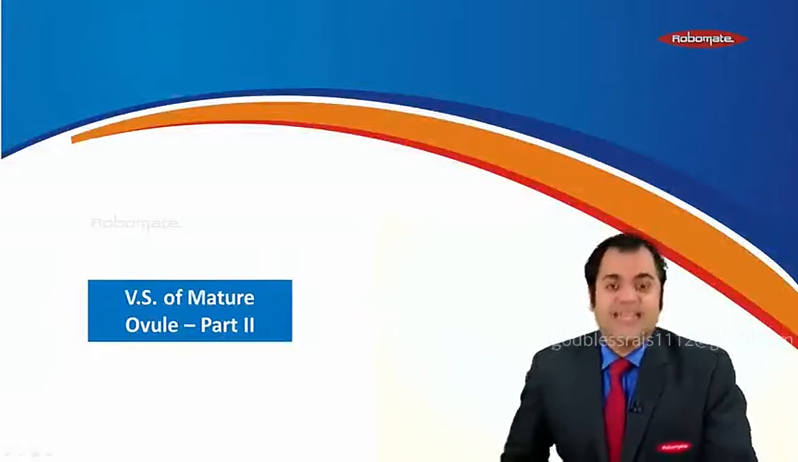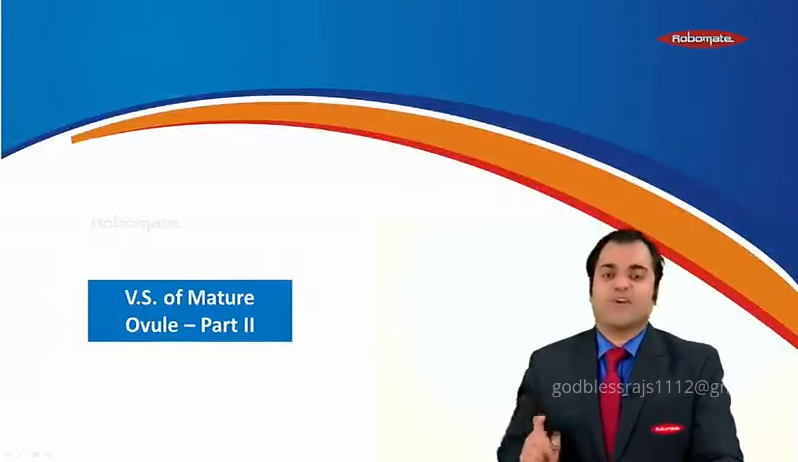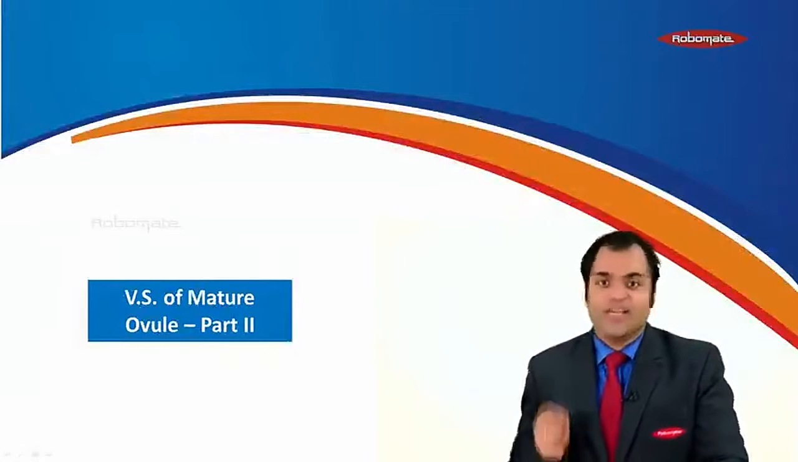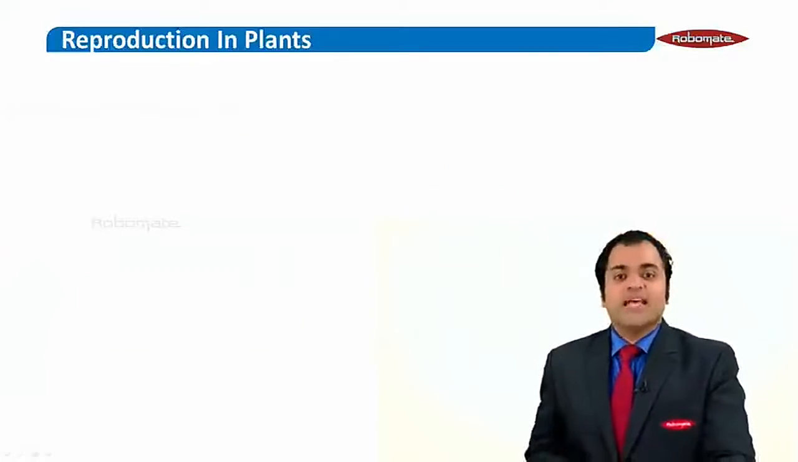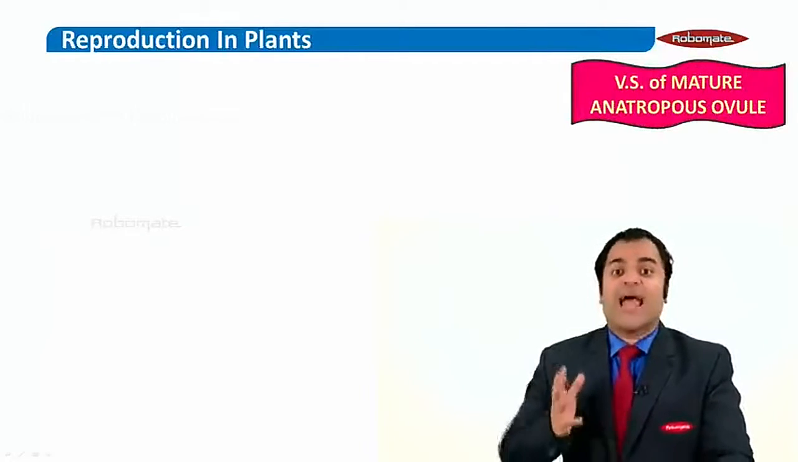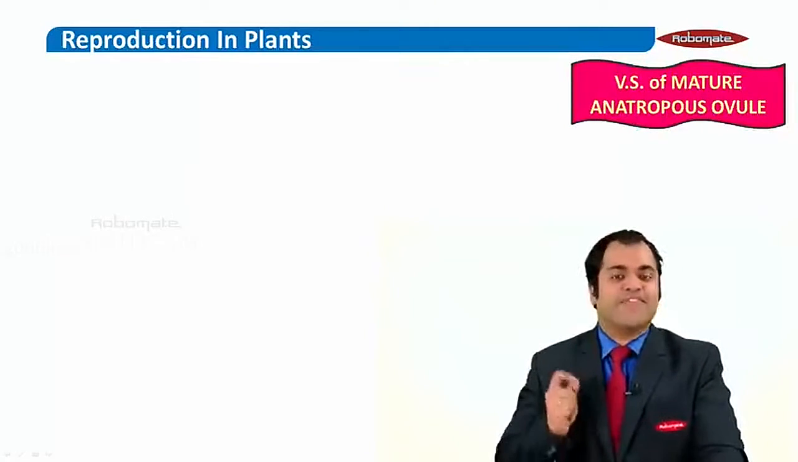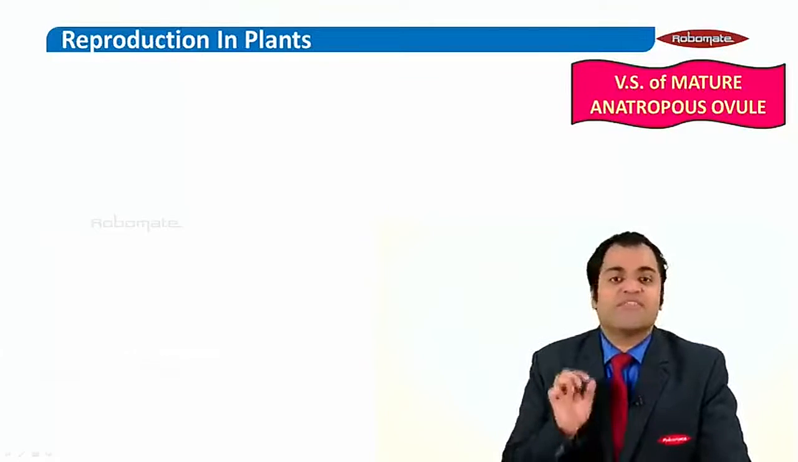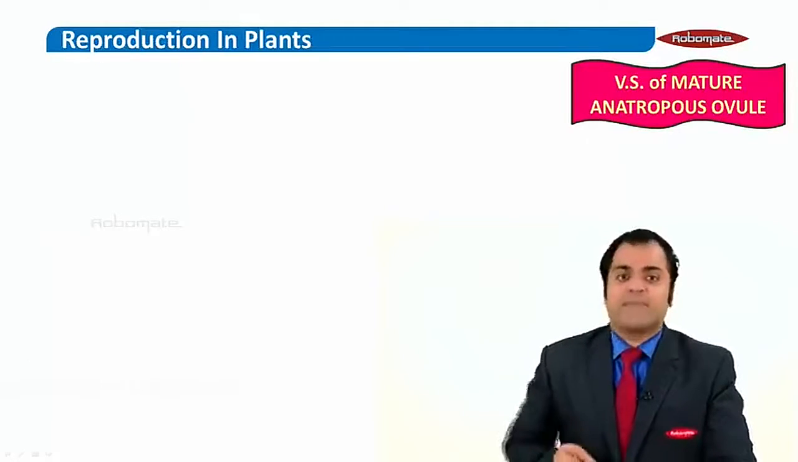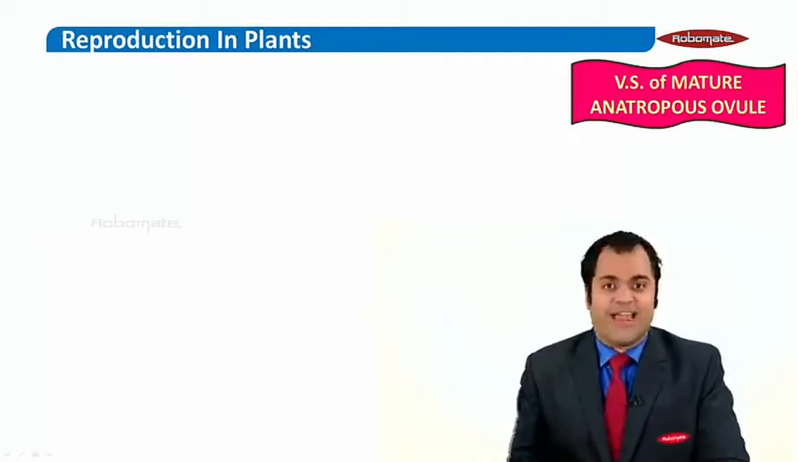Hello students, now let us talk about the second part of the VS of mature ovule. Look, listen and learn. So let us see how a mature anatropous ovule appears in the VS. Please remember this is a very important diagram in your chapter. So we are going to draw this diagram, right?